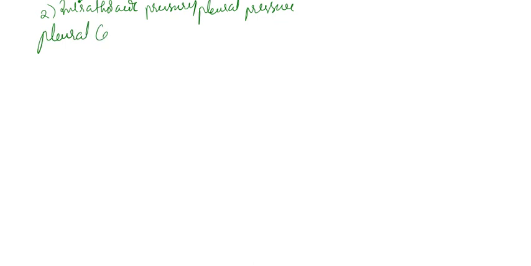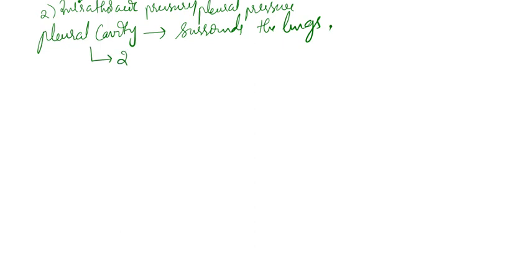But what is meant by pleural cavity? The pleural cavity is a space which surrounds the lungs. I will write here, which surrounds the lungs. It is an empty space. It surrounds the lungs, and one more thing is, it is lined by two layers. What are those? Visceral pleura and parietal pleura.